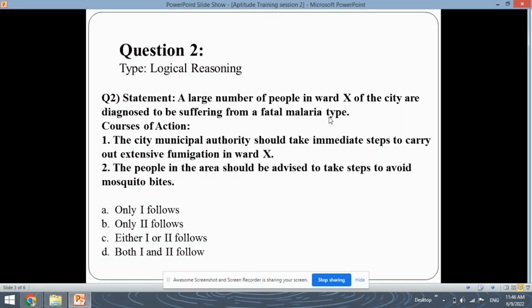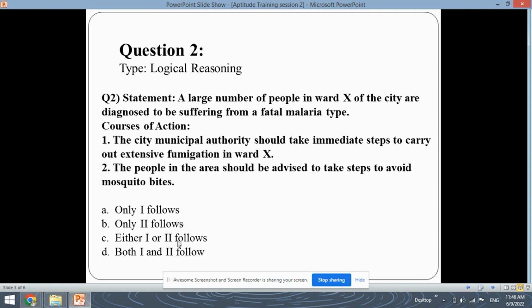So if this particular situation occurs in real time, then what would be our courses of action? Two courses of action are given. First one is the city municipal authority should take immediate steps to carry out extensive fumigation in Ward X. And the second is the people in the area should be advised to take steps to avoid mosquito bites.